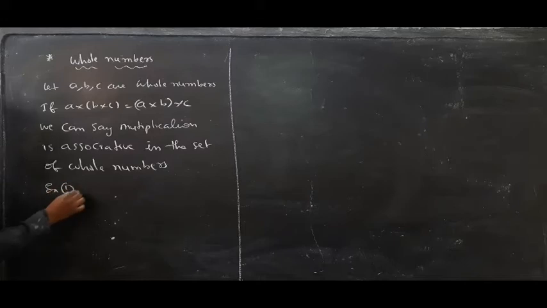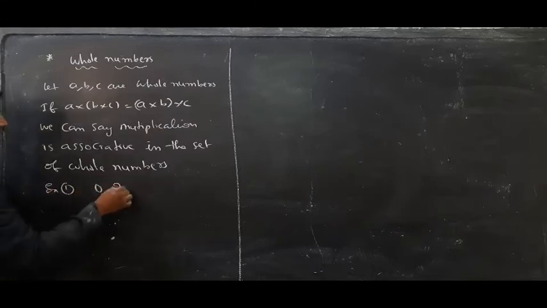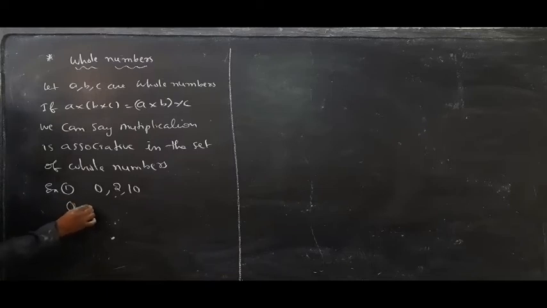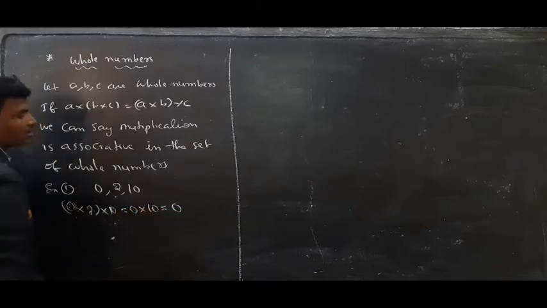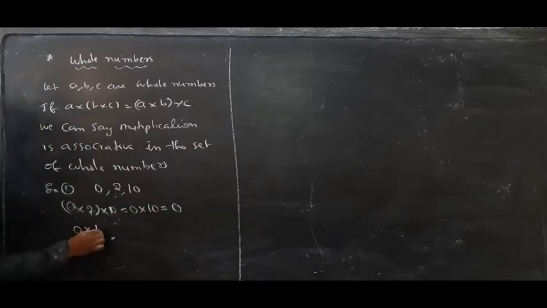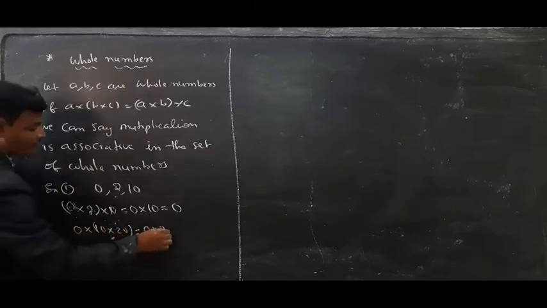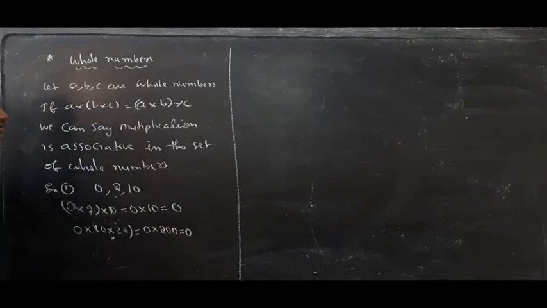Example 1. Here I am taking 0, 2, 10. I need the product of (0 × 2) × 10, which is equal to: 0 × 2 is 0, and 0 × 10 is equal to 0. Similarly, 0 × (2 × 10) is equal to 0.